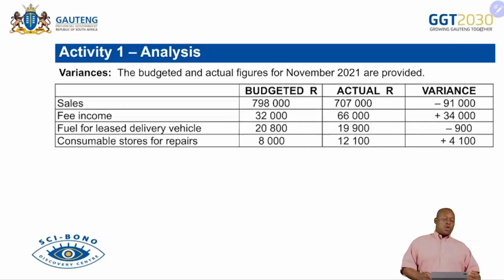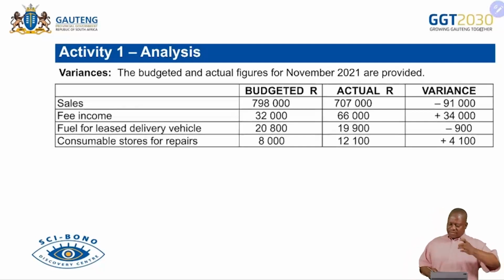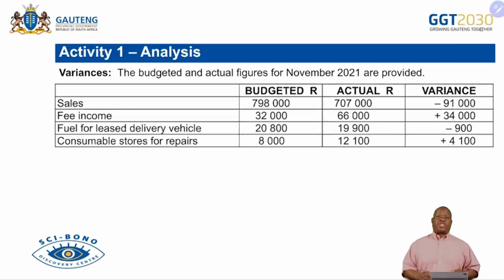And then consumable stores for repairs. We had budgeted 8,000. We are actually spending 12,100 on consumables. Now, there's one other thing that I want you to check here: the relationship between these variables. There are two which are directly related, and the other two also related.